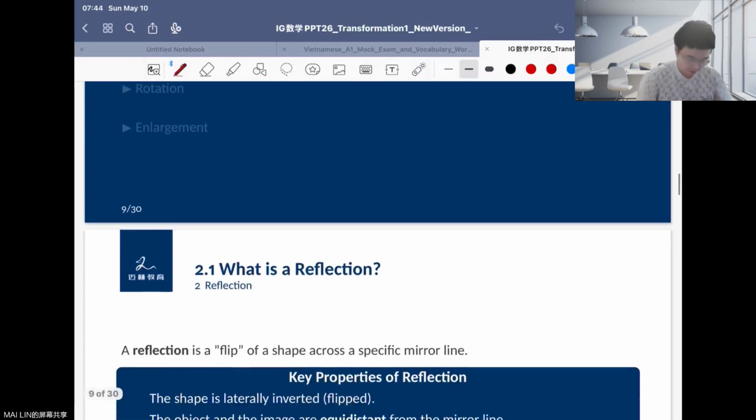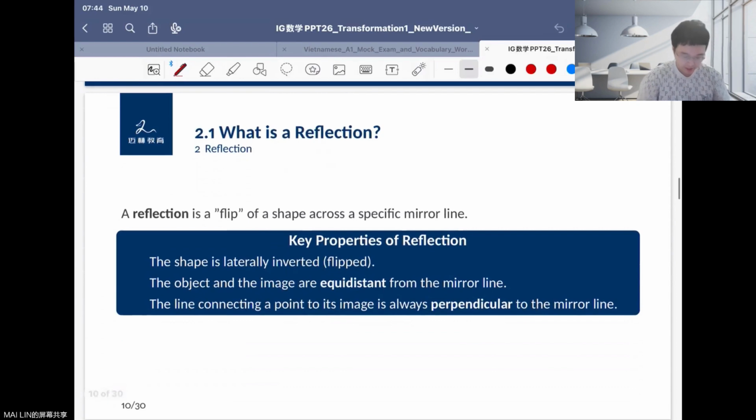So let's move to the first part of reflection. What is reflection? We can say that reflection is a flip of a shape across a mirror line. Sometimes it can be the x-axis, sometimes it can be the y-axis. It's very important for us to understand what reflection is.